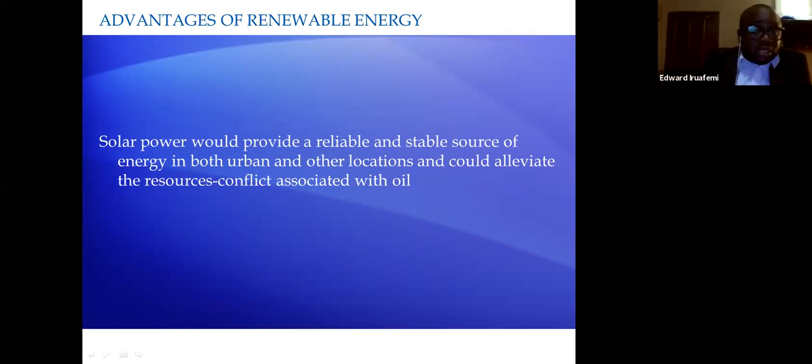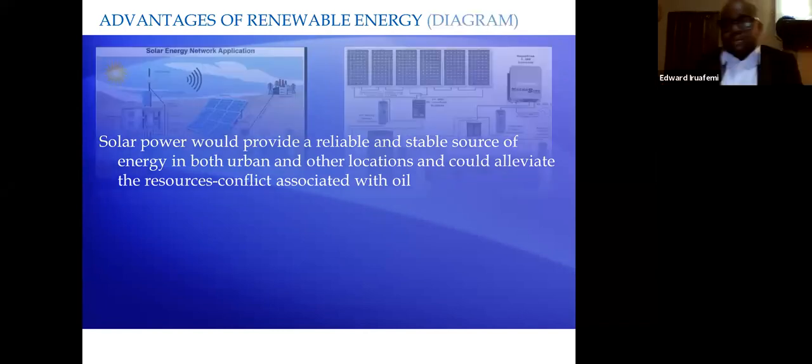Well, solar power is here, as I said earlier on, to provide a reliable, sustainable source of energy in both the urban and other locations, and could alleviate the resource conflicts associated with oil, because we've really focused more on oil. Oil does everything in Nigeria. We so much believe in it, which we need to stay away from. There are ways we can generate sustainable light where we can have 24 hours of generation without any interruption. That's what we really need to focus on right now.